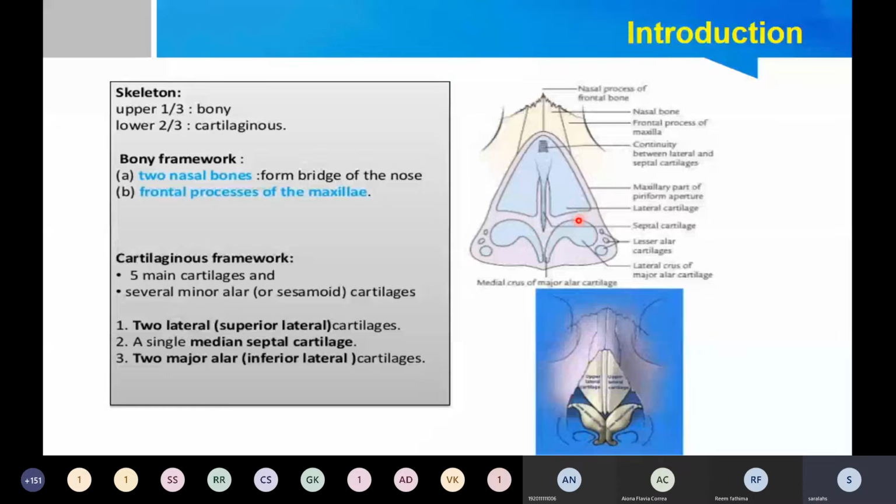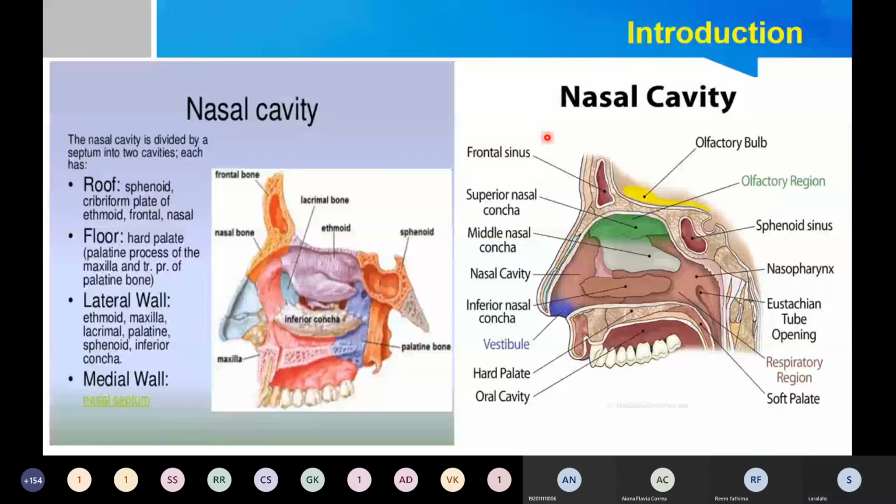So please remember, the external nose is both bony and cartilaginous in structure. The upper 1/3 is bony and the lower 2/3 is cartilaginous. In the upper 1/3, the nasal bones unite in the midline to form the nasal bridge, which is supported by the frontal process of the maxilla.